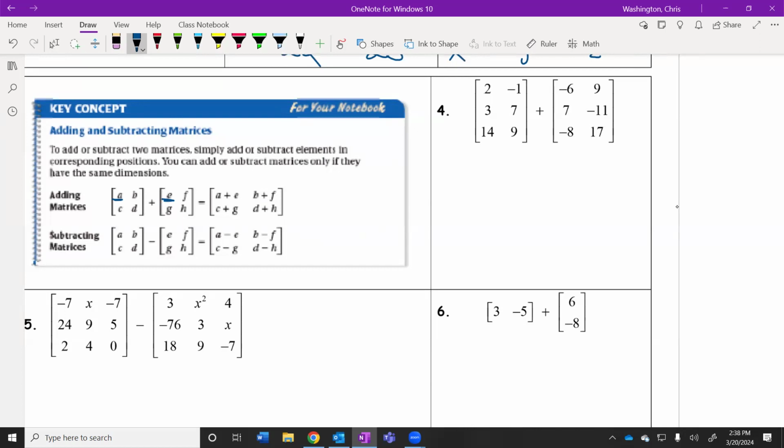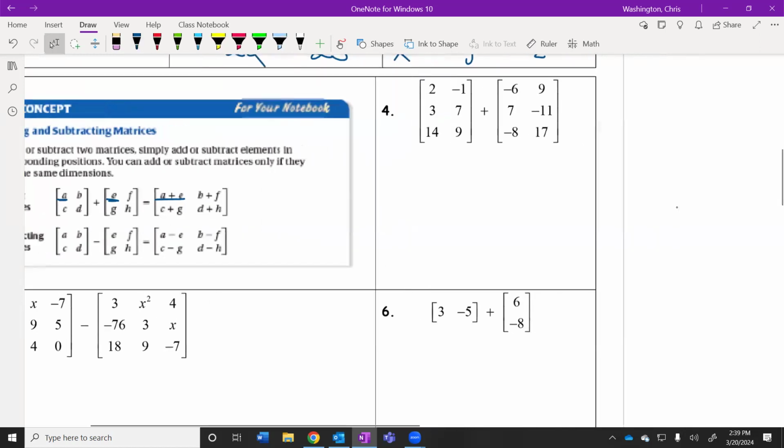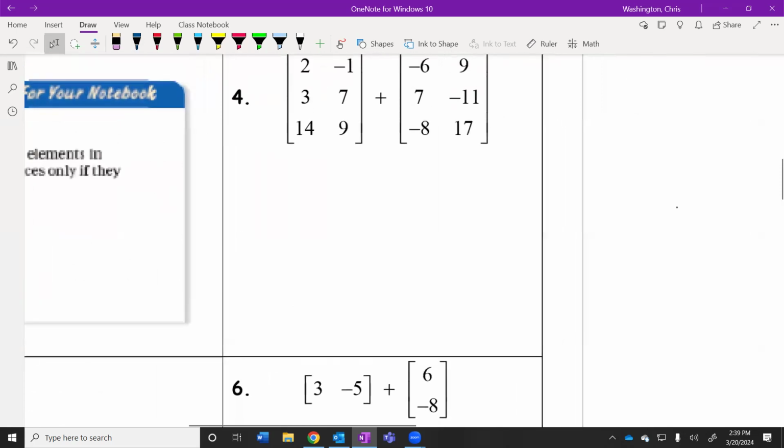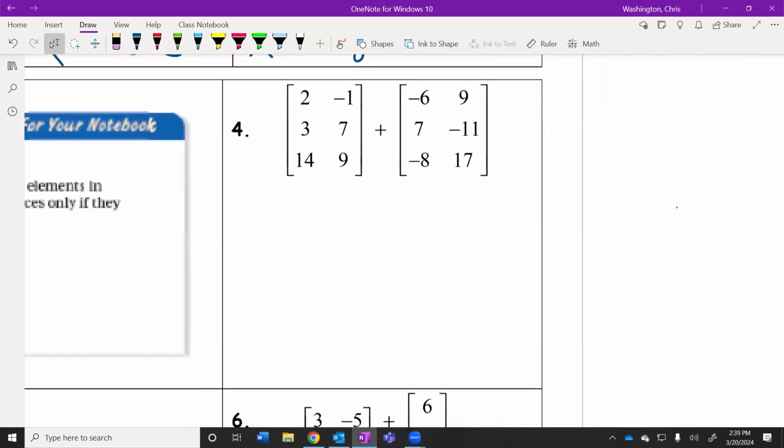And where's that going to go? That's going to go in the exact same place, the first row and the first column. So we're literally just going to take every single element and add it to its corresponding element in the exact same place. And that answer is going to go in the exact same location of that matrix. So what would that look like in number 4? I'm going to write all of the work out for number 4. I don't expect you to write this down every single time.